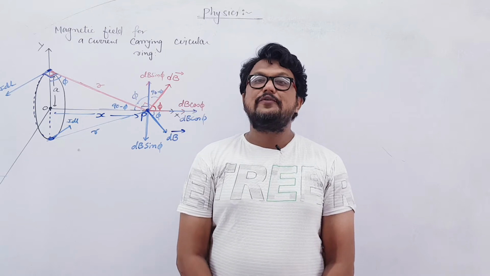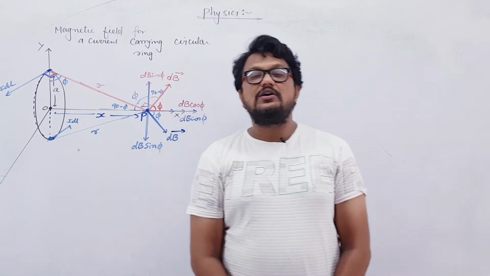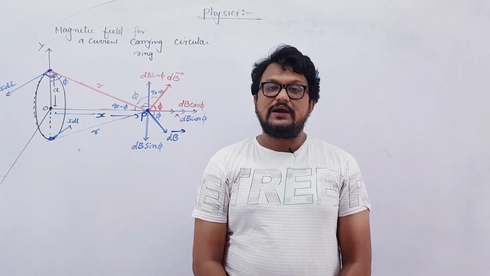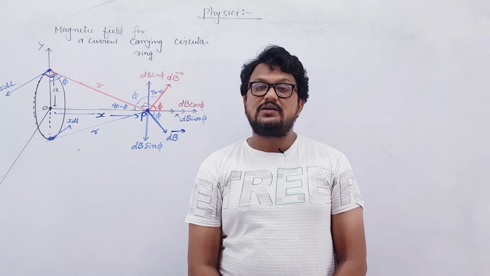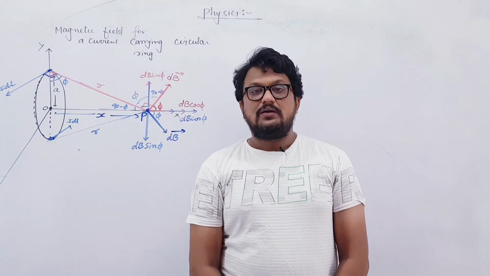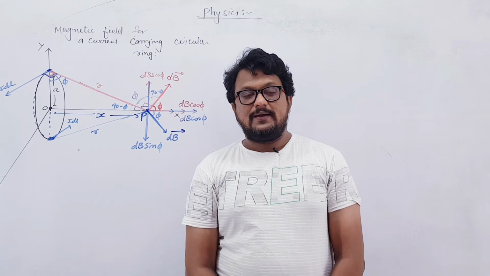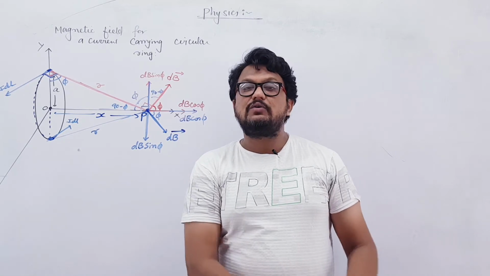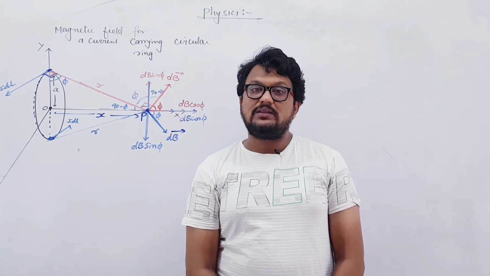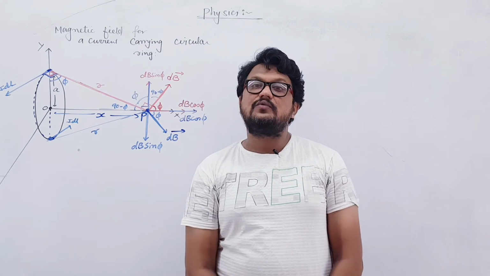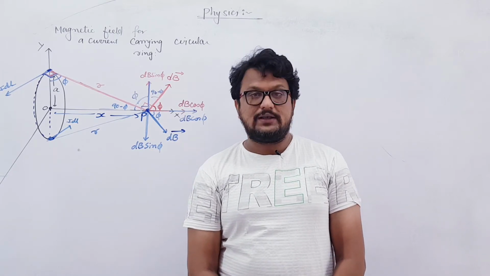Now in the last few video lectures we were discussing the Biot-Savart law. We have derived the formula for a straight current carrying wire using the Biot-Savart law, right? Both cases we have discussed: one was for a wire of finite length, while the other was related to a wire of infinite length.